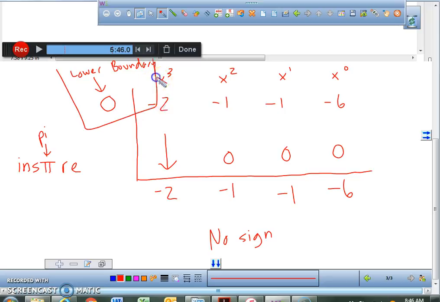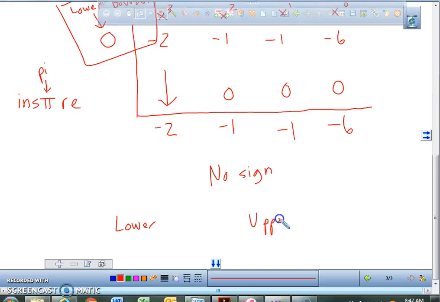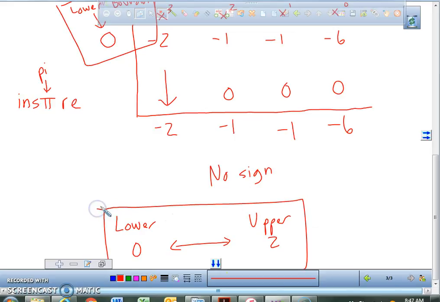Which means all of my roots. So for the answer for number 14, I'm going to put lower, I'm going to put upper. The lower boundary is 0 and the upper boundary is 2, and all of my roots can be located between those two numbers. This is how to figure out where your roots are located in a problem if you don't have a graphing calculator accessible to you.